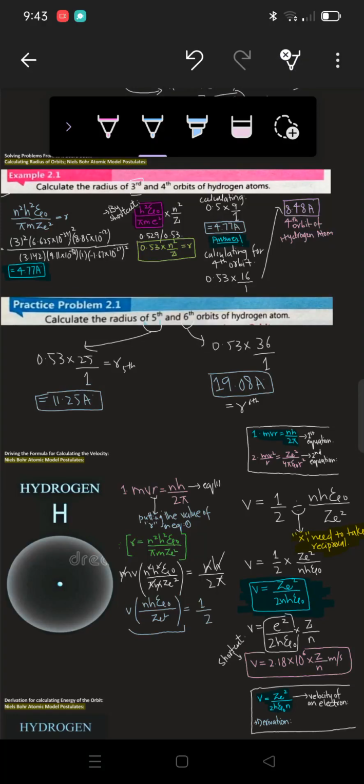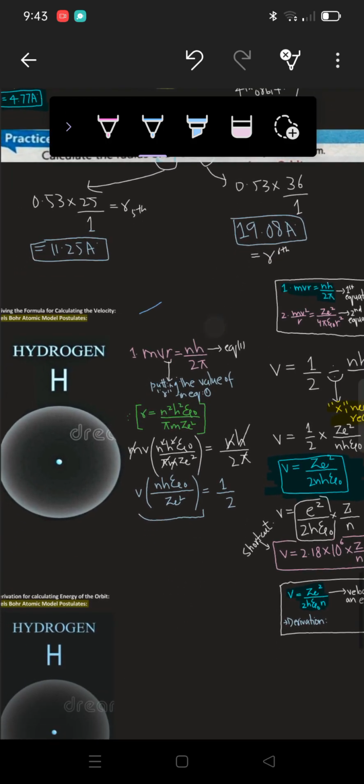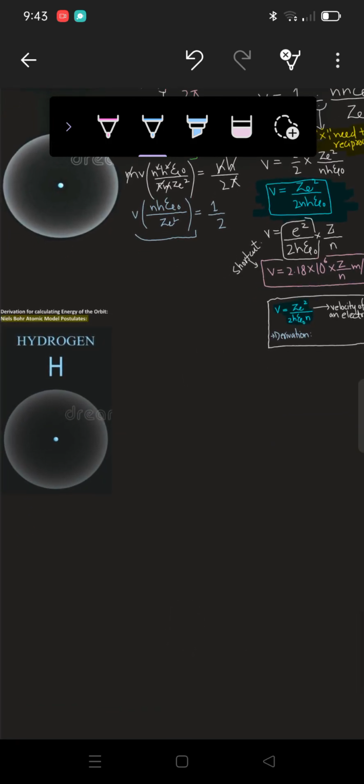Okay, so as in the last video we have derived the formula for calculating the velocity of an electron. In today's video we're gonna derive the formula for calculating the energy of an orbit, right? And that was also included in Niels Bohr's atomic model postulate, because he derived the formula for calculating the energy of the orbit, right?